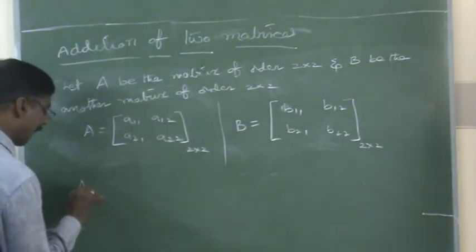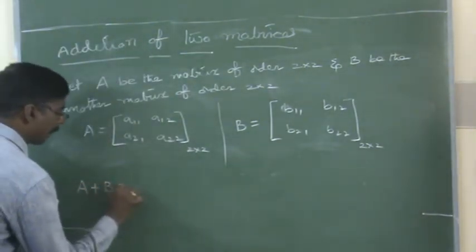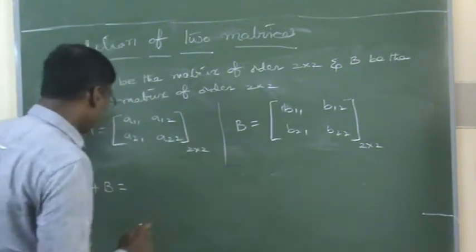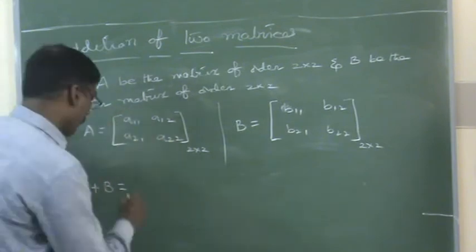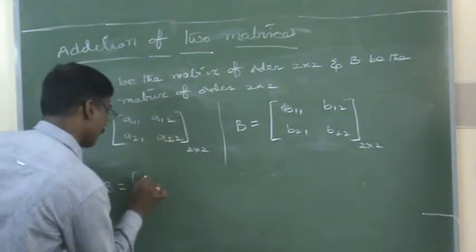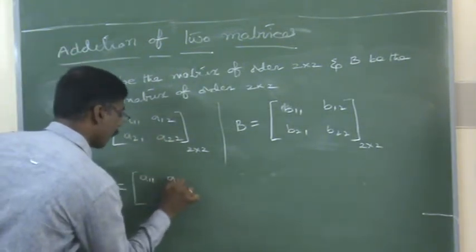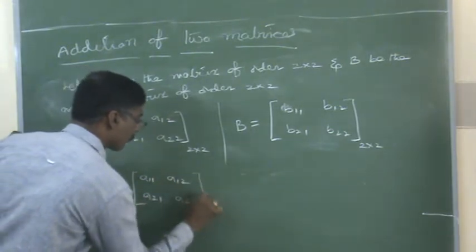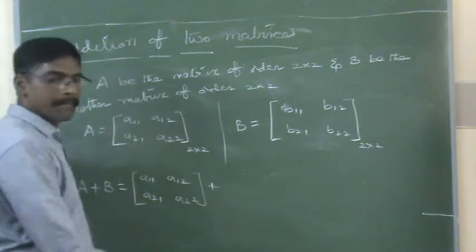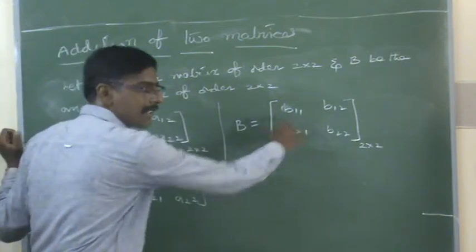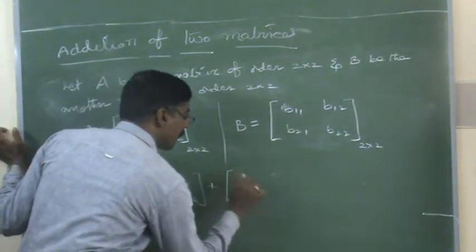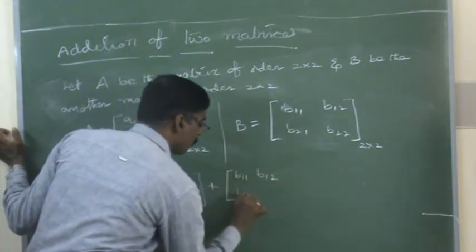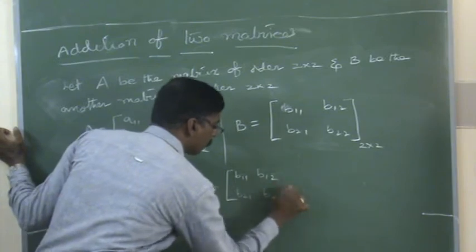Matrix A plus matrix B. How are we adding matrix A and matrix B? We have to choose it. Matrix A, write at one place: A11, A12, A21, A22, plus. We have to choose one more matrix, that is matrix B: B11, B12, B21, B22.